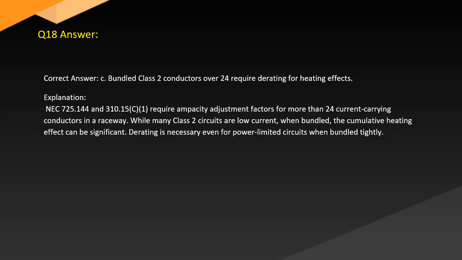Answer. Correct answer: C. Bundled Class 2 conductors over 24 require derating for heating effects. Explanation. NEC 725.144 and 310.15(C)(1) require ampacity adjustment factors for more than 24 current-carrying conductors in a raceway. While many Class 2 circuits are low current, the cumulative heating effect when bundled can be significant, necessitating derating even for power-limited circuits when bundled tightly.